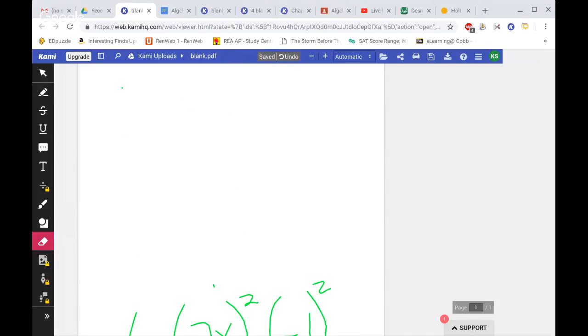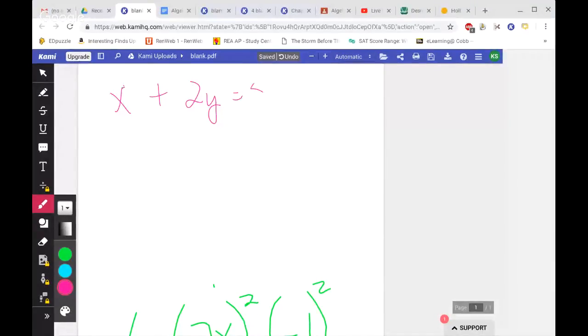Okay, the first problem, or the equation, is x plus 2y equals 5. That's from the guided practice.